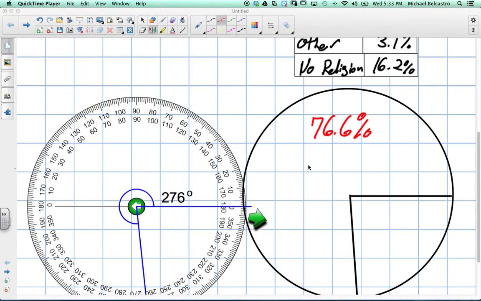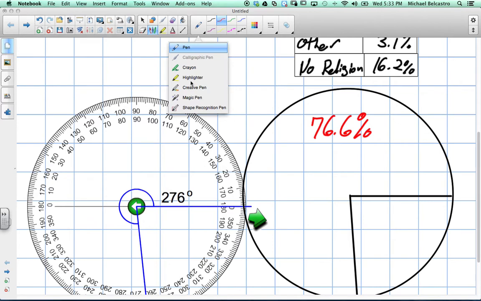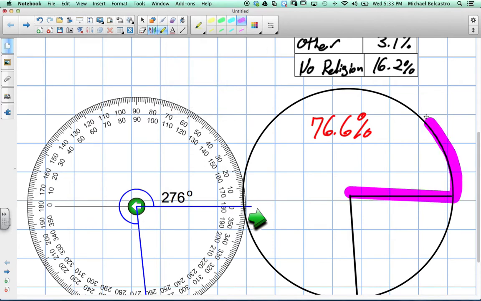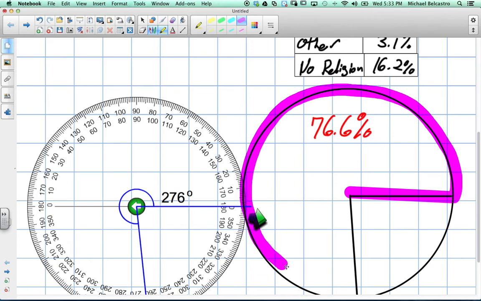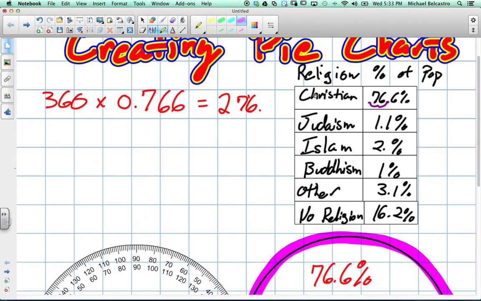We'll write that in red. That's 76, and I'll highlight it in our purple here. Okay, so this is our 76%. So that's Christian. We solved that. Okay, let's do the next one. We'll do it in different colors. Let's do it in green.